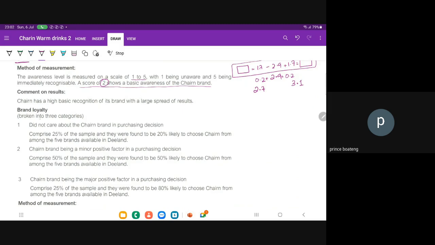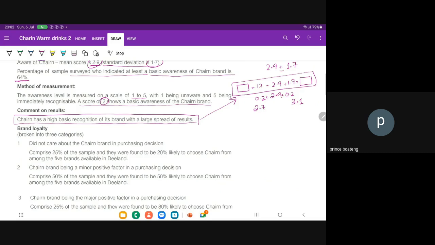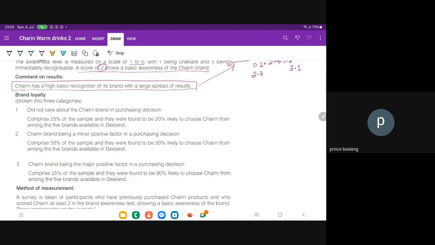Okay, brand loyalty. Sharon has a high basic recognition of its brand with a large spread of results. So this is basically what they are trying to comment on. Brand loyalty is broken into three categories. The first category is there are few people who do not care about the Sharon brand in purchasing decision. They will go and buy the product. They don't care which brand it belongs to.